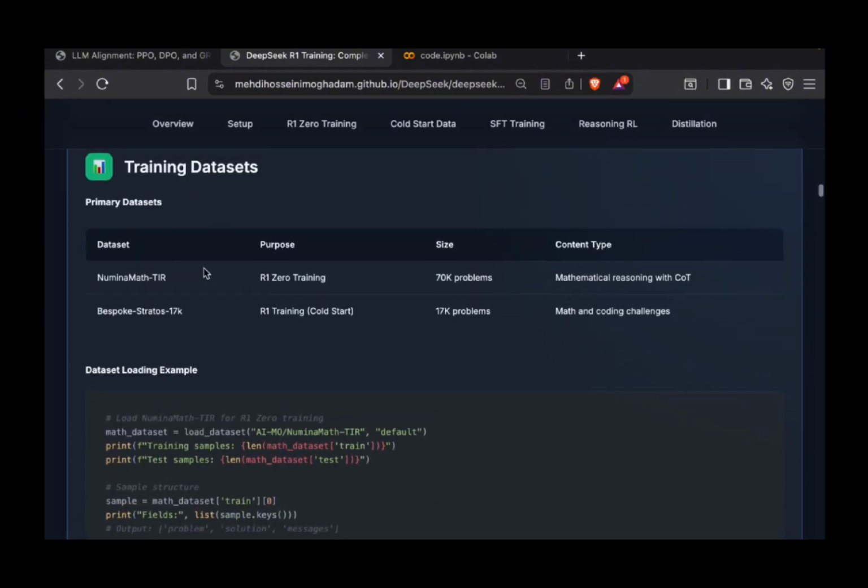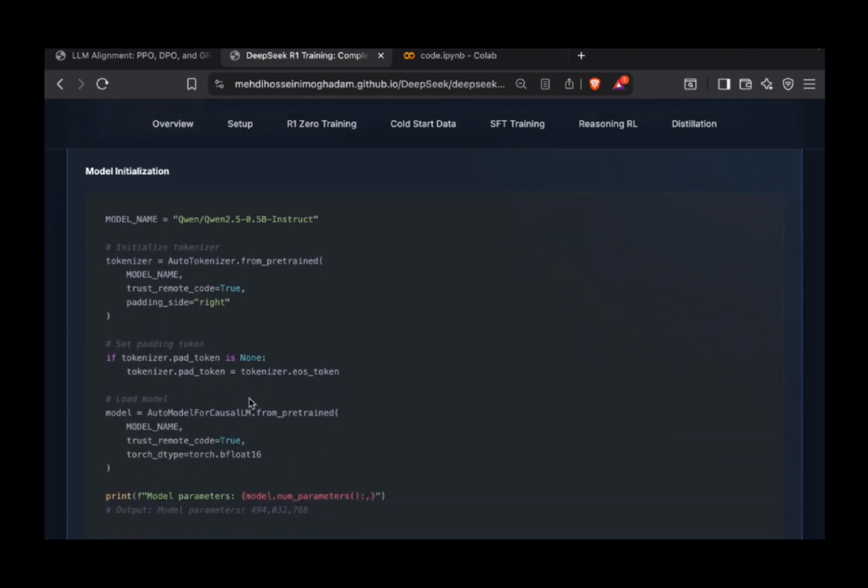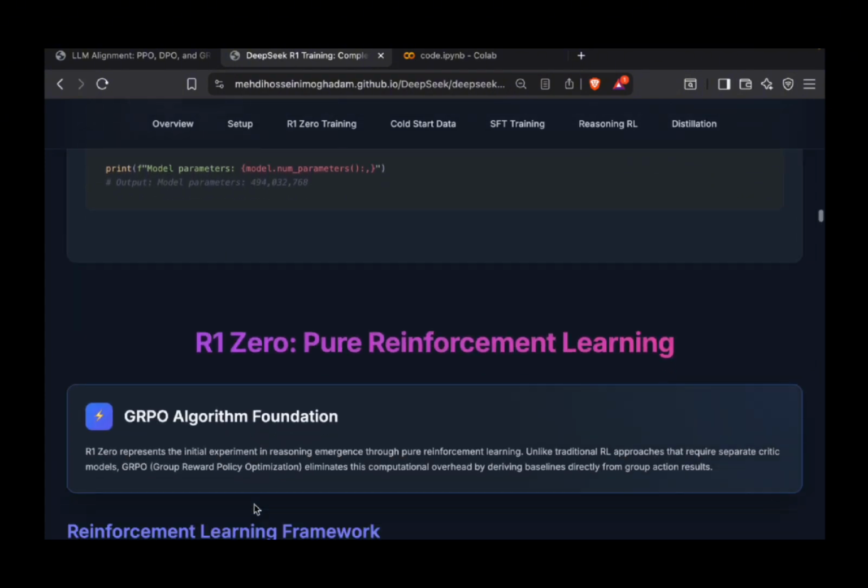And also these are the training data sets, which are just a bunch of mathematical and coding challenges and problems which we're using here. As you can see, the output shape is problem, solution, and message. And usually the message is a combination of problem and solution in one big JSON. And here we simply add the model name from Hugging Face, we load the model, and we are ready to go.